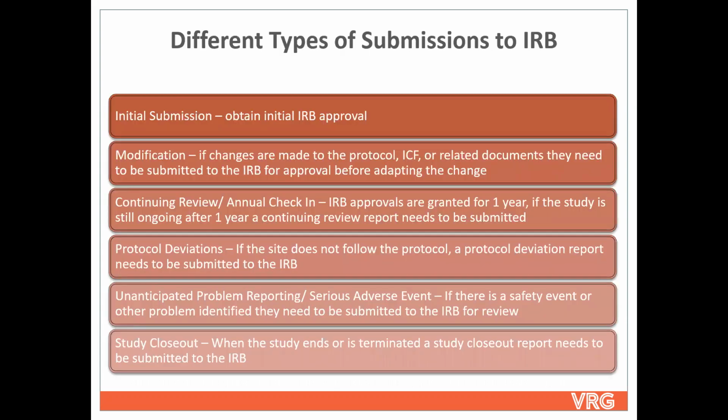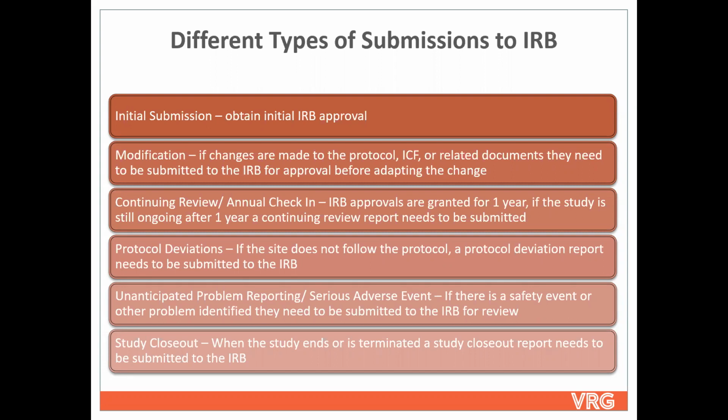And throughout the study, you'll find that there are different types of submissions to the IRB. So the initial IRB submission, this is what we just talked about to get your initial approval. During the course of the study, if you make any changes to the protocol, this would be a modification, and it must be approved by the IRB prior to adapting the change, unless there's some sort of safety risk, and then you can adapt the change immediately.